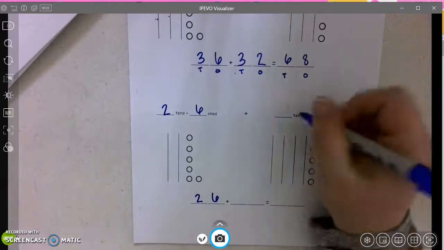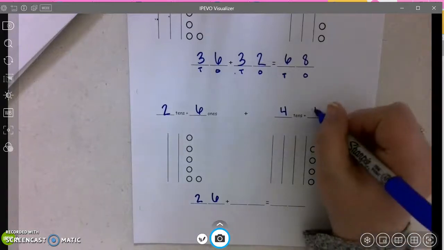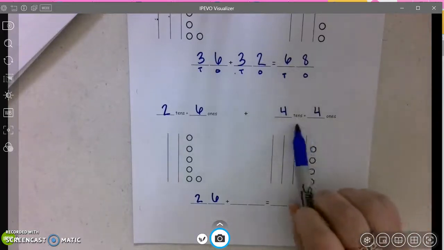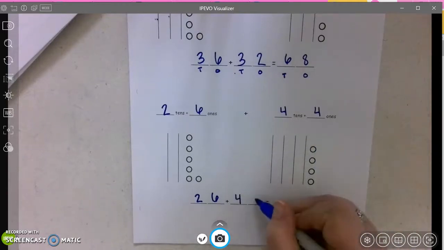There's 4 tens over here. And how many ones are over here? There's 4 ones over here too. What number do we have? We have 44.